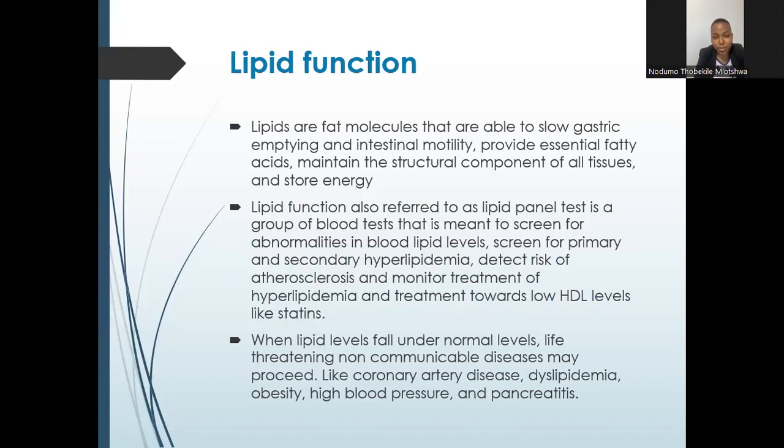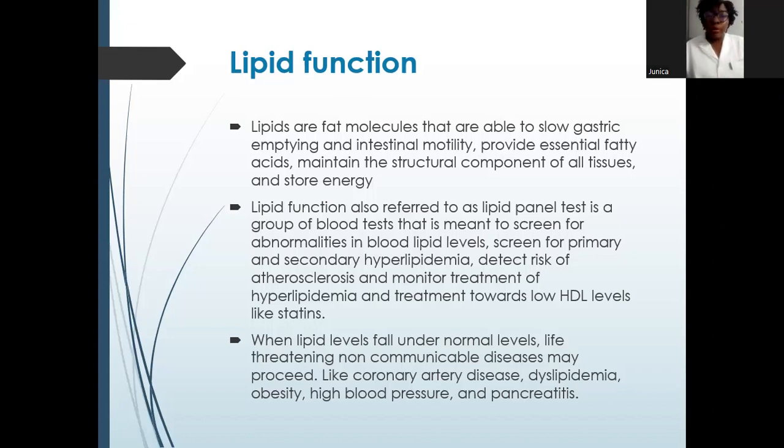Thank you, Dr. Mlotwa. So the lipid function test is mainly based on the amount of lipids in the blood. And what are lipids? Lipids are fat molecules that slow down your gastric emptying, and they decrease your intestinal motility, along with acting as a store of energy and also providing fatty acid molecules. They are also a key component in the structure of all your tissues, as they make up the phospholipid bilayer of most cell membranes within the body.